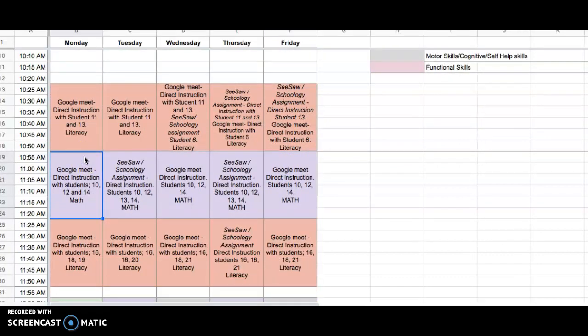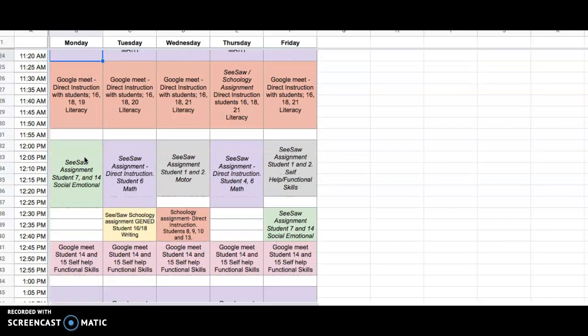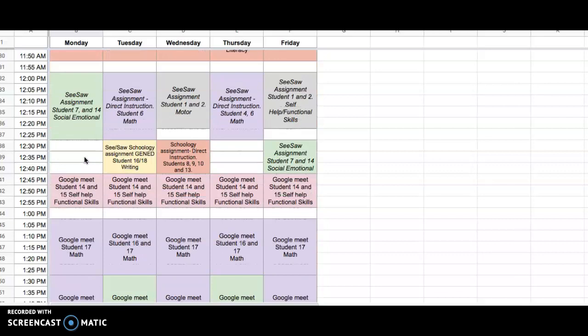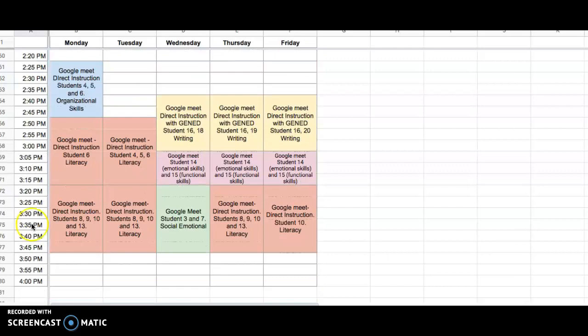I color coded it. I'm going to put the links to these. I work really well with Excel, though not all teachers work with Excel. I like to put it like this because then I can see the specific times that I'm going to be working with them, until the end of the day.